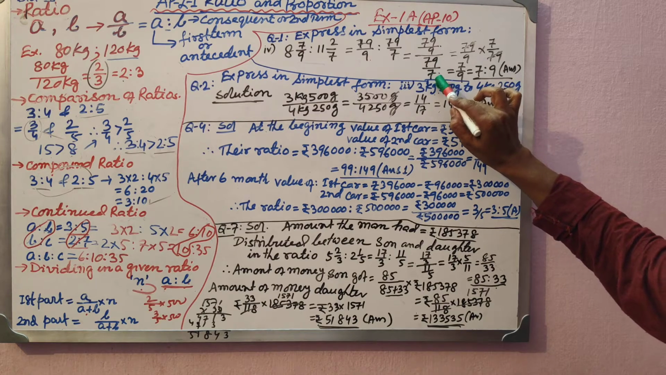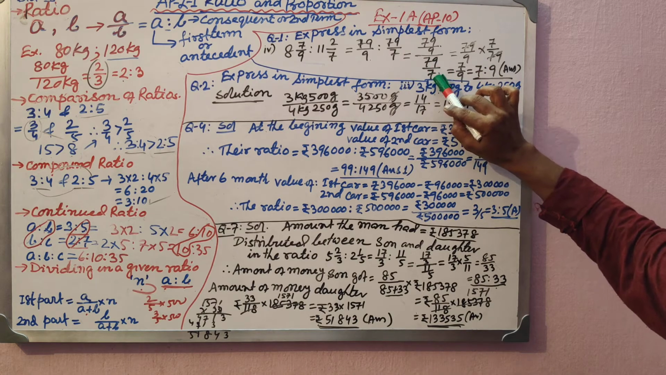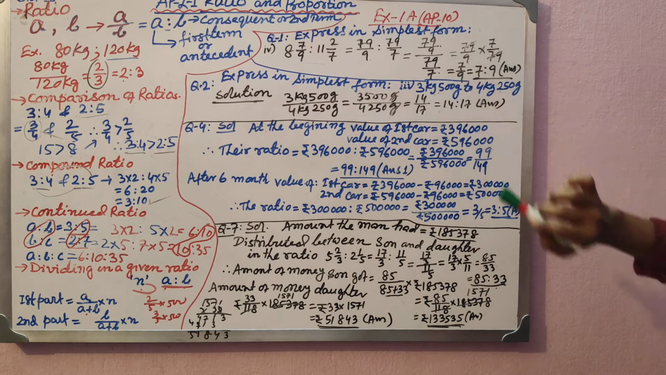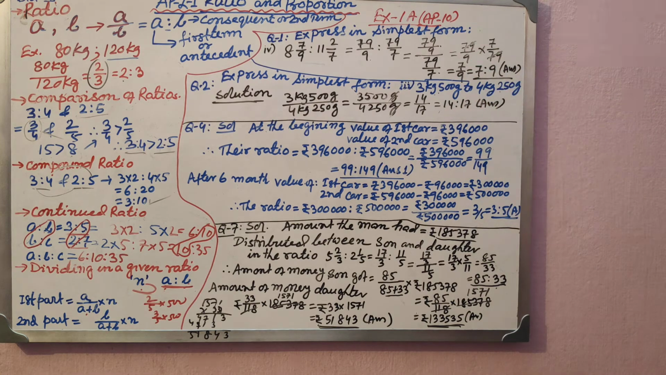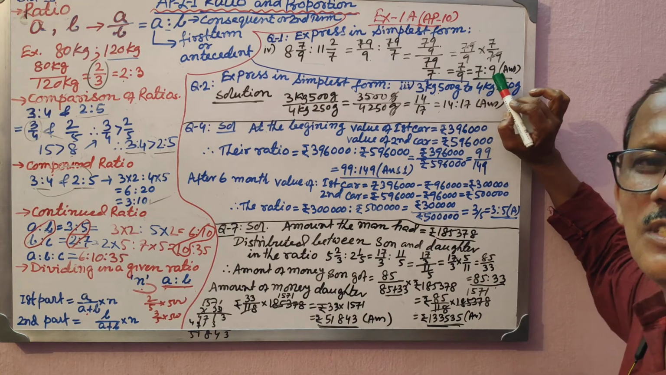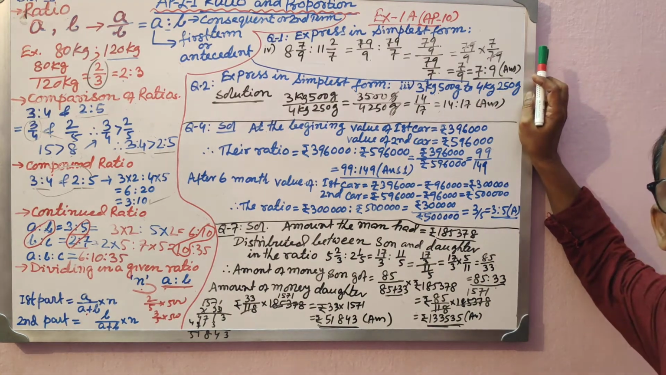Once you do the multiplication, the divisor fraction will be reciprocal. 7 by 79... so 7 and 79 cancel, and 7 by 9 is left. A by B is equal to 7 by 9. So A is to B is equal to 7 is to 9. Is it not clear to you?